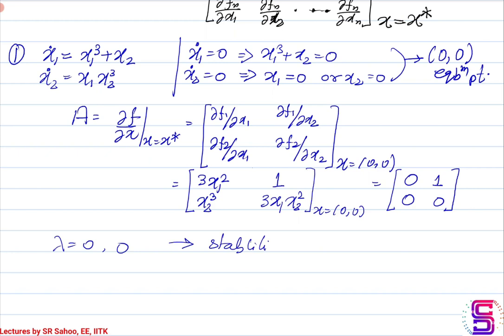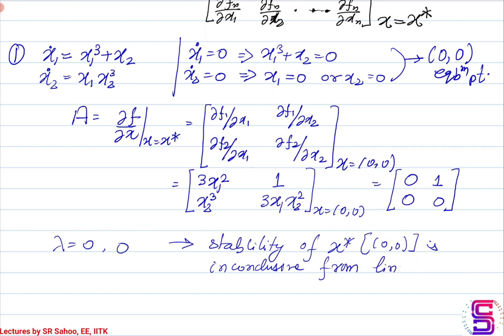the stability of x star, which is essentially the zero equilibrium point, is inconclusive from linearization.